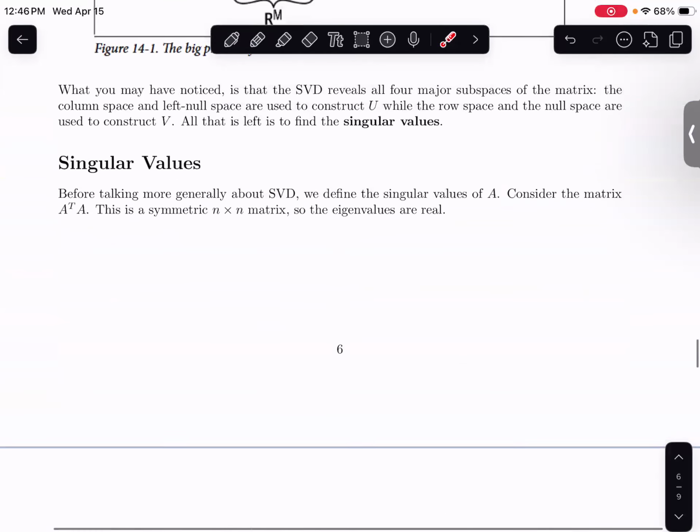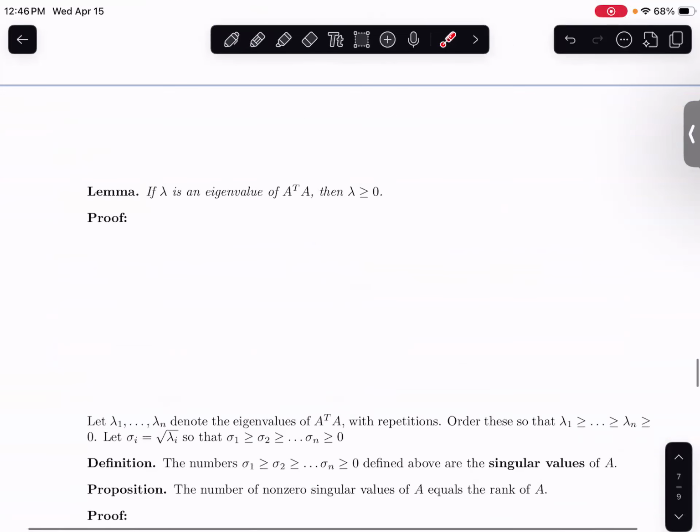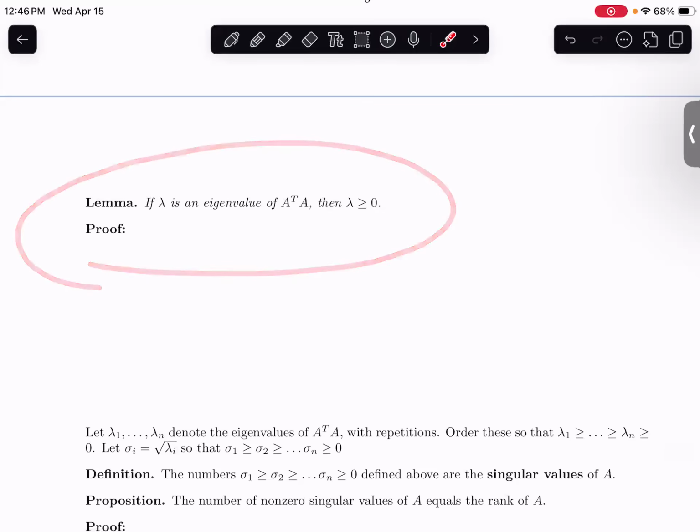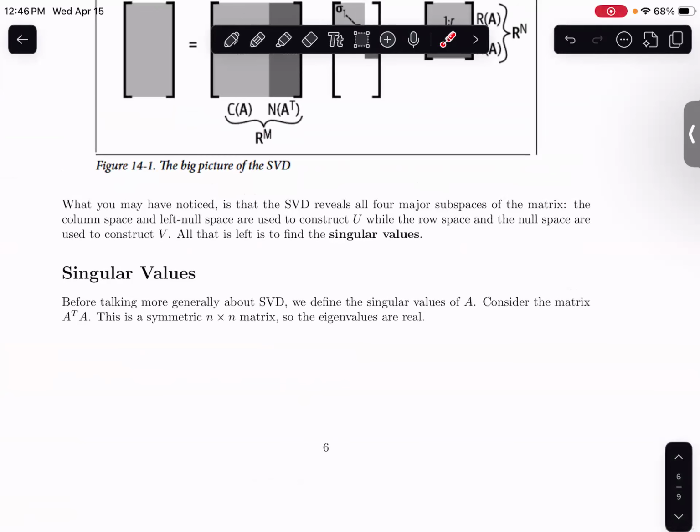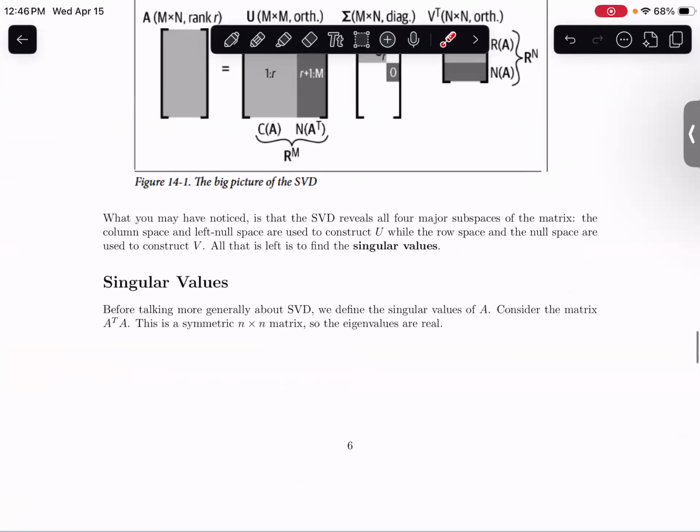I think I'm going to stop there. There are some properties, and I probably do have enough time to go through them, but I feel like it would be better to wait until Friday. So we'll talk more about singular value decomposition on Friday. We'll show some of the properties and how it's defined.